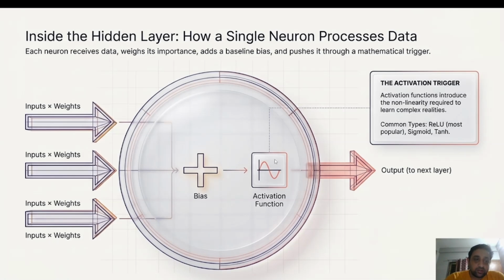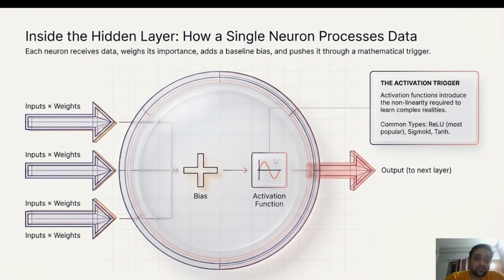Real world analogy: think of a neuron like a committee member voting on a decision. Each piece of incoming information has a different weight. Some evidence matters more than others. The activation function is the member's judgment threshold. Is this evidence strong enough for me to vote yes?